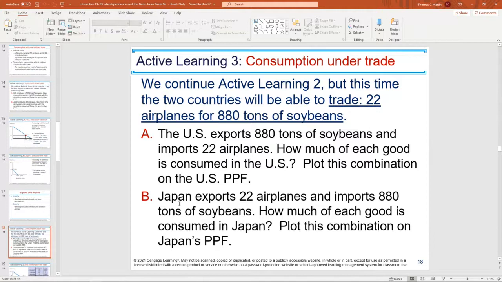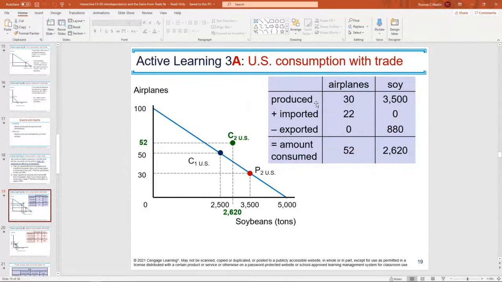We can now see the U.S. is better off. We produced 30 airplanes. We imported 22 for a total of 52 airplanes.